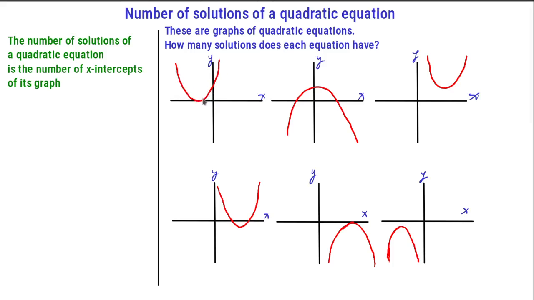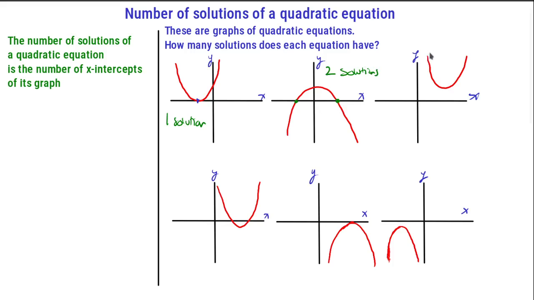Well, it looks like it touches the x-axis here, but then it goes back up and never touches again. So this would be one solution. One solution, because there's one x-intercept here. The next one, so we follow this parabola, it crosses the x-axis here, goes up, then comes back down, crosses again there. So there's 2 x-intercepts, so that's 2 solutions.